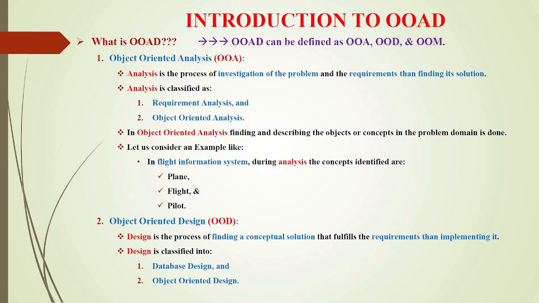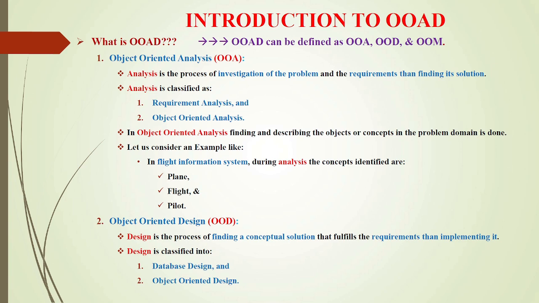When I talk about requirement analysis, at that level, what are the basic ingredients needed for the development of the model. But when you are talking about object oriented analysis, it describes what are the objects or what are the concepts which are required for your project development. I'll give you a best example.